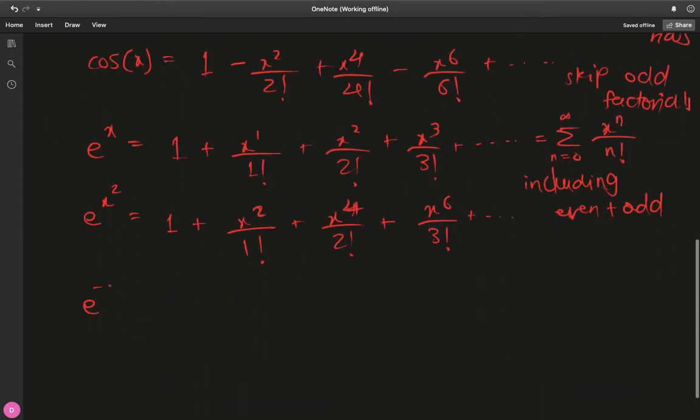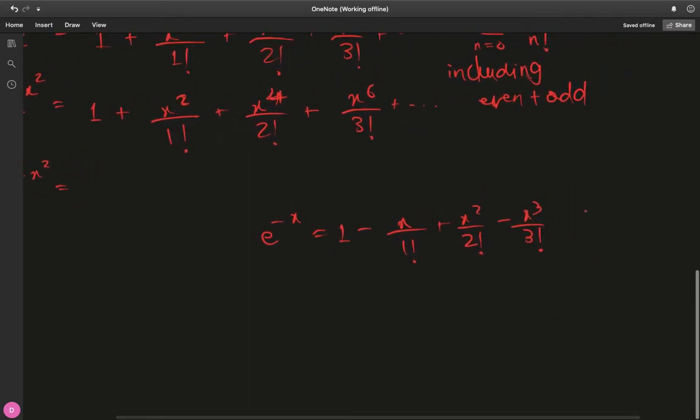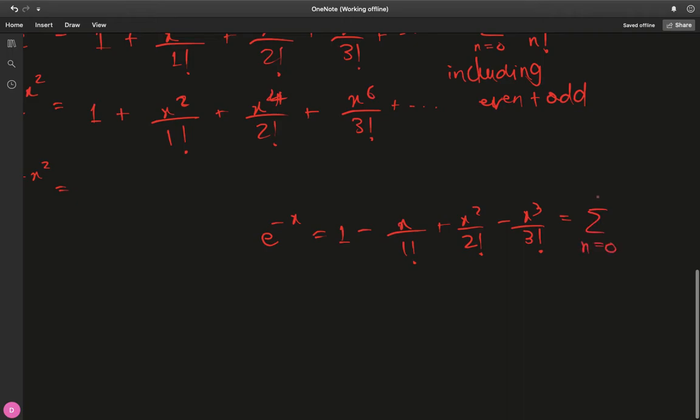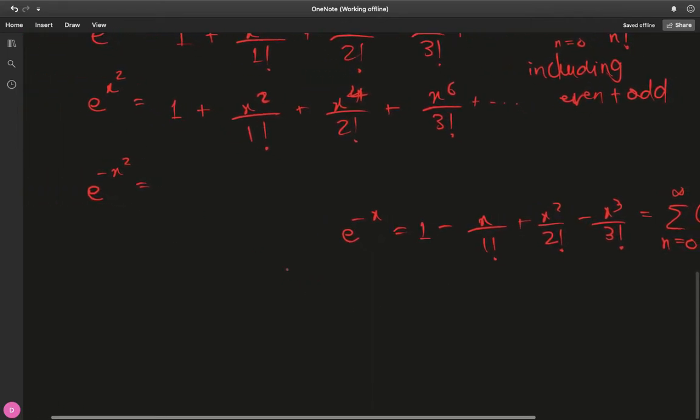So why not take e to the minus x squared? This will make the alternating terms work. So to build this up, we can take e to the minus x, which will be 1 minus x over 1 factorial plus x squared over 2 factorial minus x cubed over 3 factorial, with a general representation of the sum from n equals 0 to infinity of minus 1 to the n times x to the n over n factorial. And now on this we do the tweaking of parameters.